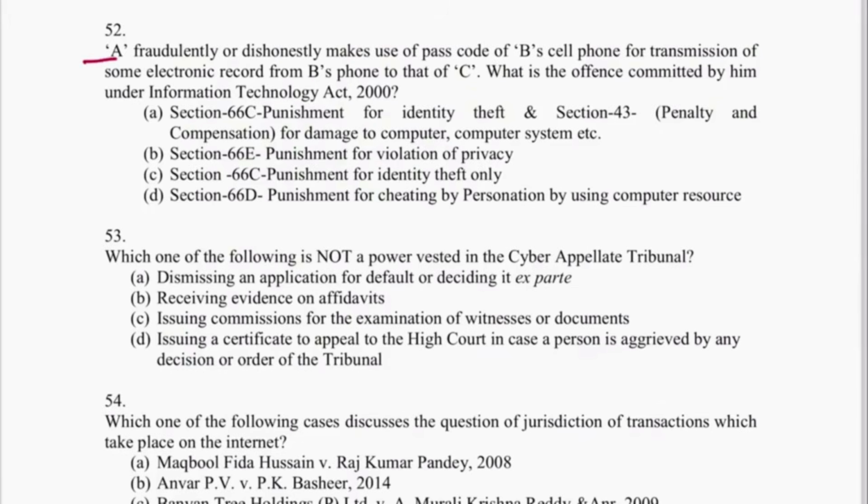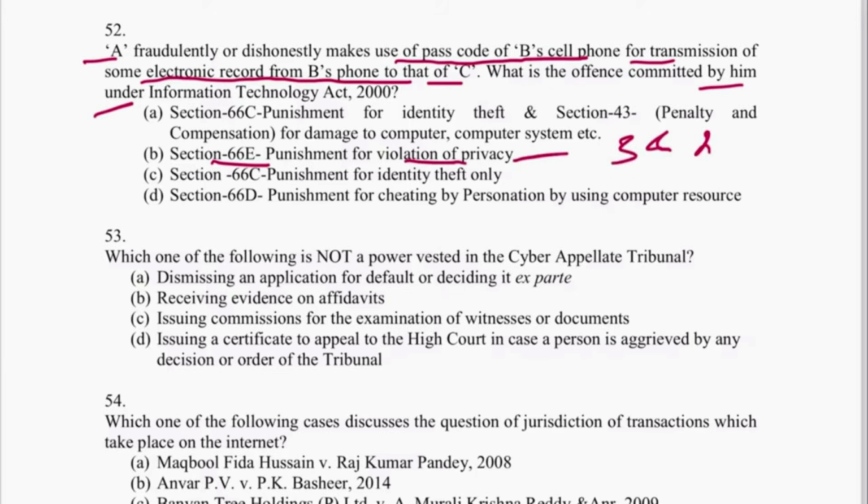Next 52. A fraudulently and or dishonestly makes use of passcode of B's cell for transmission of some electronic record from B's phone to that of C. What is the offense committed by him under IT Act? Under 66E, punishment for violation of privacy, and punishment is up to 3 years and 2 lakh fine.